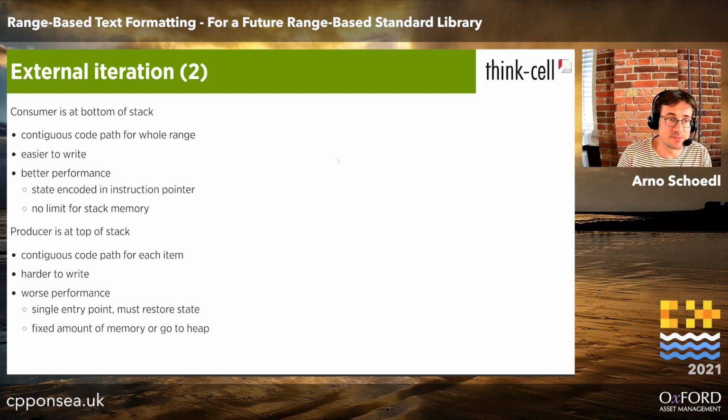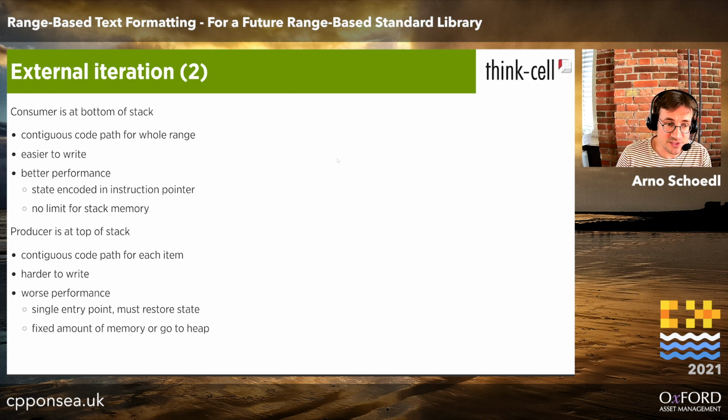If the consumer is at the bottom of the stack, you have essentially a contiguous code path for the whole range. So the whole consumption of the range is going to hang on one thread of code. That makes the consumer easier to write. It also has better performance, because if it carries any state, that state can be encoded in the instruction pointer. Your state is essentially which part of the program you are currently in. And you can allocate a limitless amount of memory on the stack until your stack overflows, so there's no strict limit.